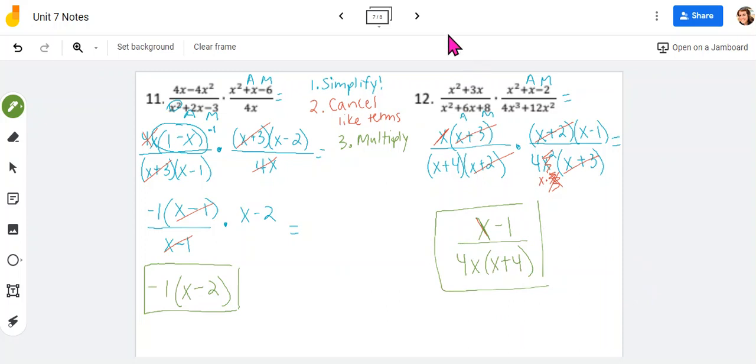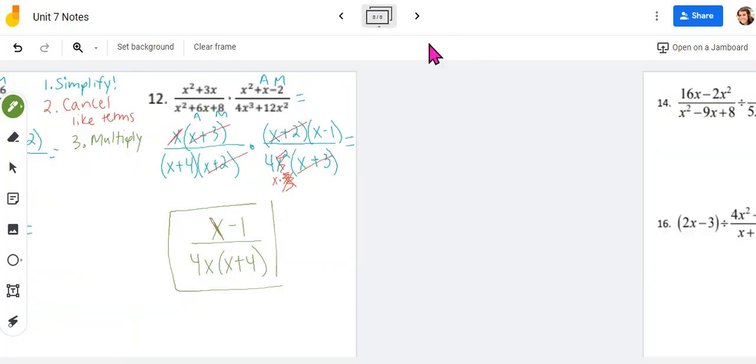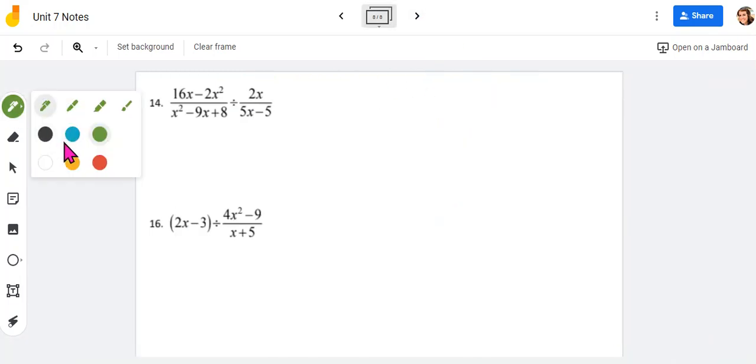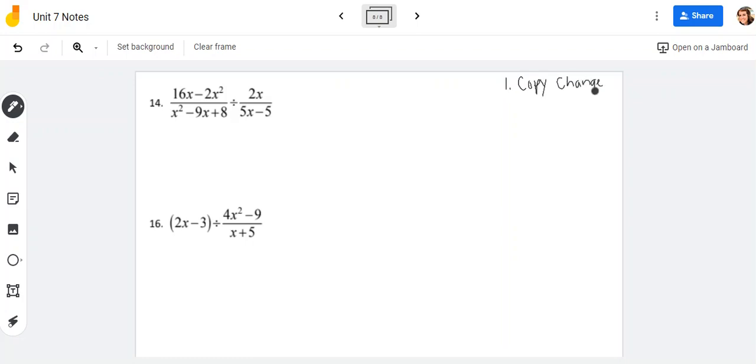So we can use this exact same strategy when we want to divide rational functions. There is just one step that we need to add first. So the first step is going to be copy, change, flip. Hopefully this is something you practiced in Algebra 1, because if we're dividing two fractions, we can copy down the first fraction.